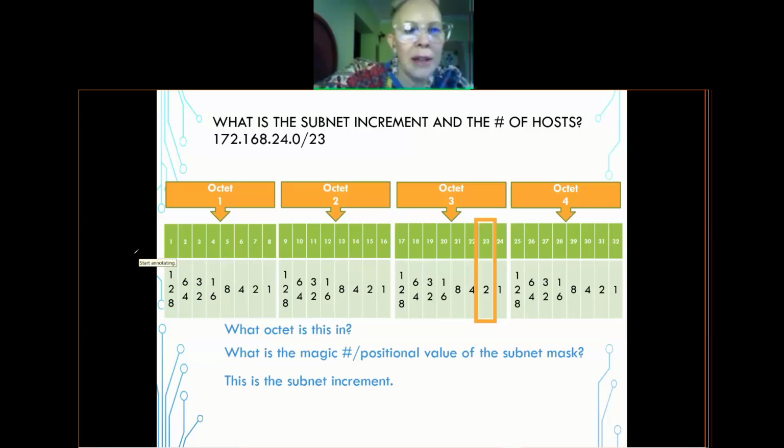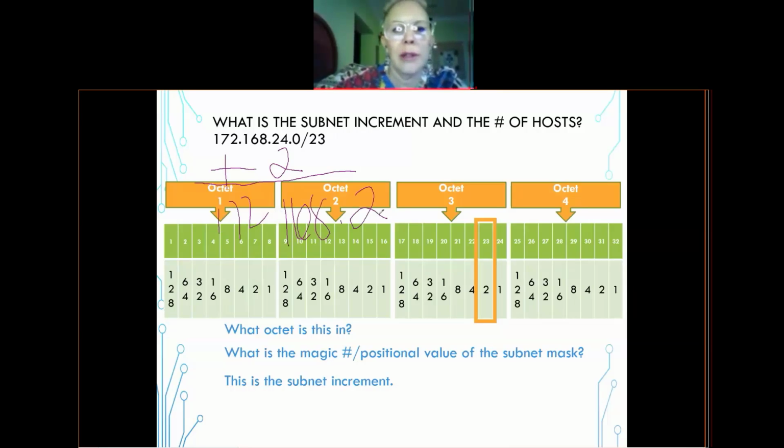So I'm going to add 2 in the third octet. So I would have a 172.168.26.0/23. What would the next network be? And the next one, right? So you get it? If I needed to come up with 10 networks, we could come up with 10 networks, right?